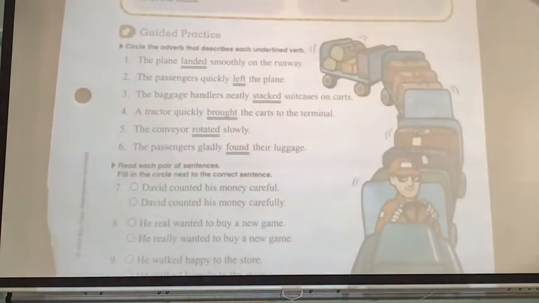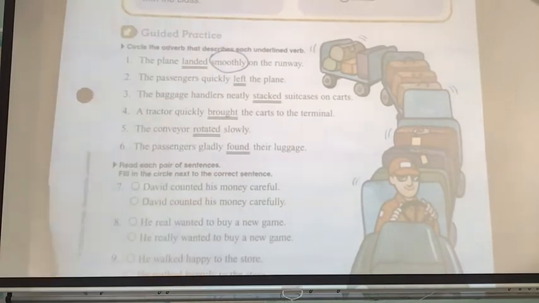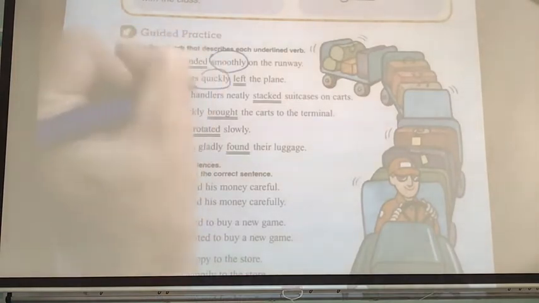So for my guided practice, it wants me to circle the adverb that describes the underlined verb. So again, you're going to find the verb and then ask yourself, how did it happen? And they made it really easy because they underlined it for us. So the plane landed smoothly on the runway. How did it land? Smoothly. The passengers quickly left the plane. How did they leave? Good, quickly.